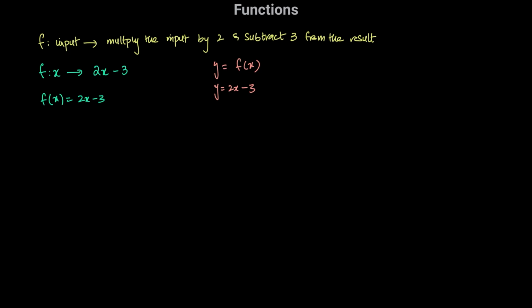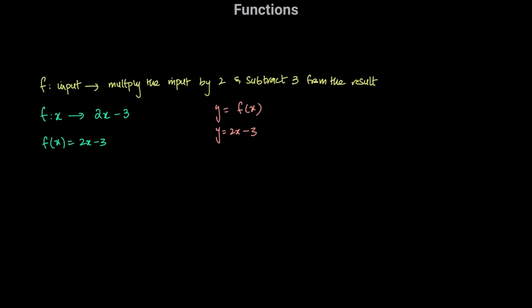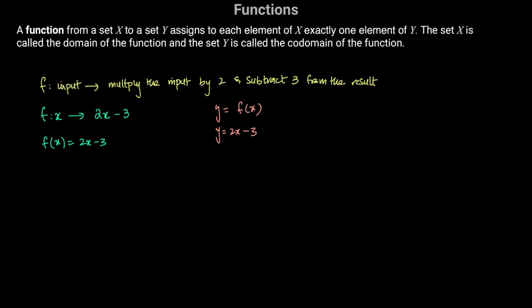Now let's look at the formal definition of a function. A function can be defined as the following. A function from a set x to a set y. Here, the set x is the set of the inputs. A function will take that input and give us the output. That'll be part of the set y. So the set y is the set of outputs. So a function from a set x, the set of inputs, to a set y, the set of outputs, assigns to each element of x exactly one element of y. What that means is that for any given input from the set x, we should get exactly one output in the set y.